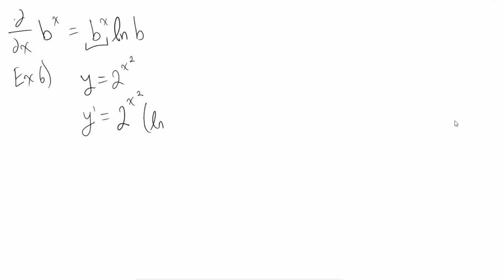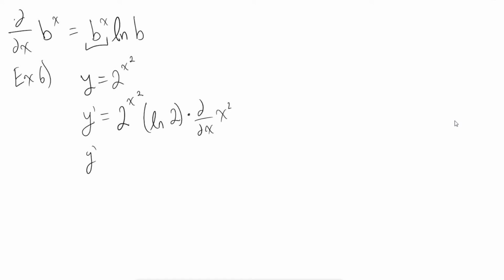Ln of 2. However, we do have a second power here, which means we're going to have to deal with the chain rule. If it were just 2 to the power of x, we'd be done. It'd be 2 to the power of x times the ln of 2. But since it's 2 to the power of x squared, we also have to multiply it by the derivative with respect to x of x squared.